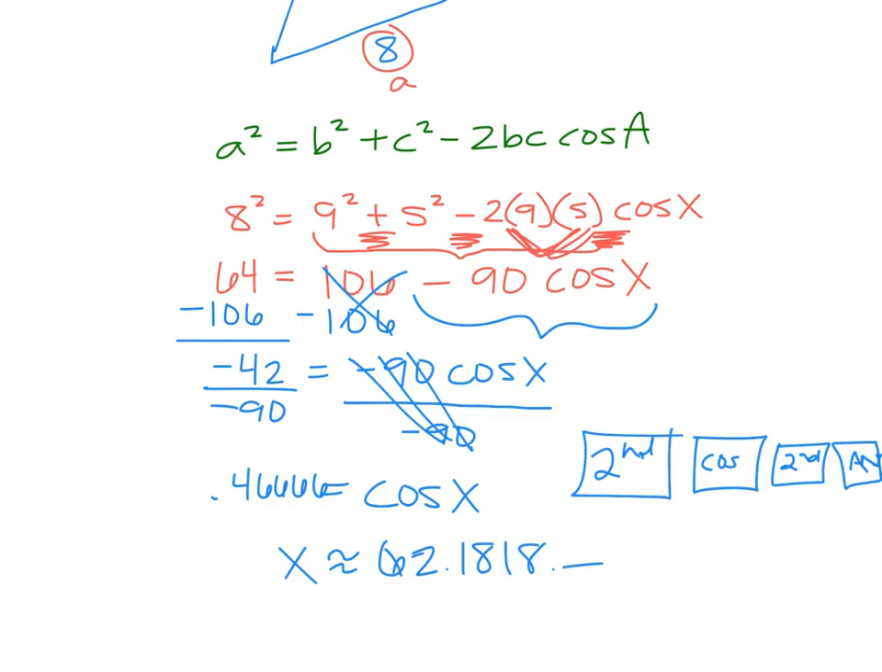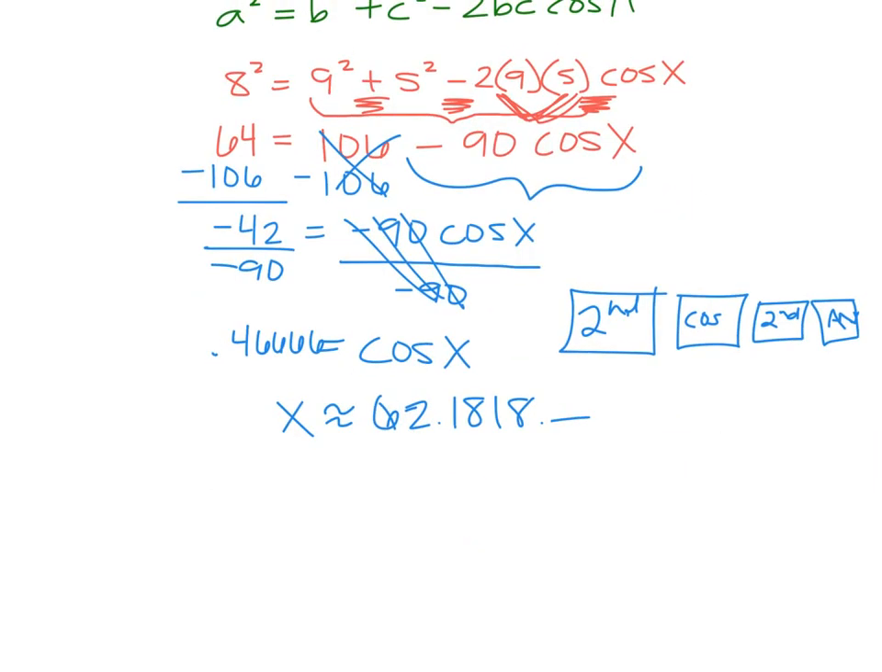62.1818 keeps going. So in degrees, and these ones, they often will tell you to round to the nearest tenth of a degree on these ones. Just pay attention to where you're being asked to round. If it says nearest tenth, round to nearest tenth. If it says nearest degree, round to the nearest degree. So this to the nearest tenth would be about 62.2 degrees.